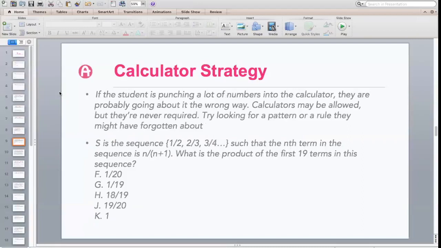And the problem right here is a good example. If you have a sequence of 1 over 2, 2 over 3, 3 over 4, and so on, such that the nth term is n over n plus 1, what is the product of the first 19 terms in the sequence? The mistake here would be a student just typing in 1/2 times 2/3 times 3/4, etc., rather than seeing that with multiplication you can cross off like numbers in the numerator and the denominator.